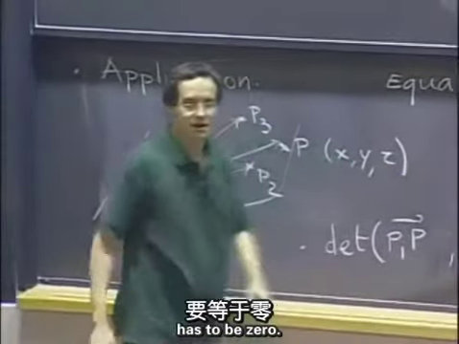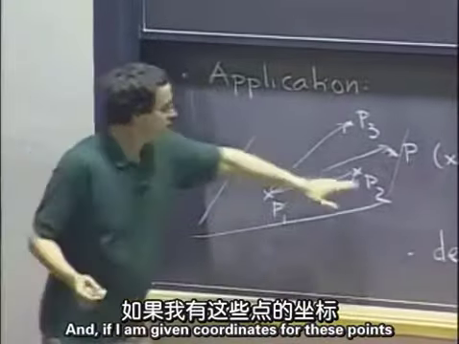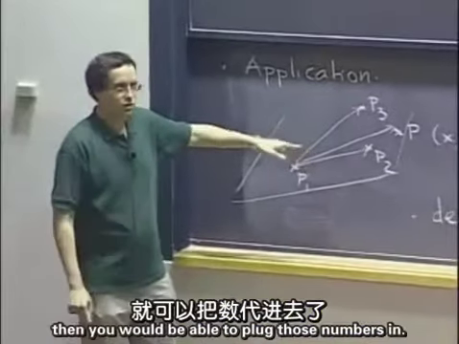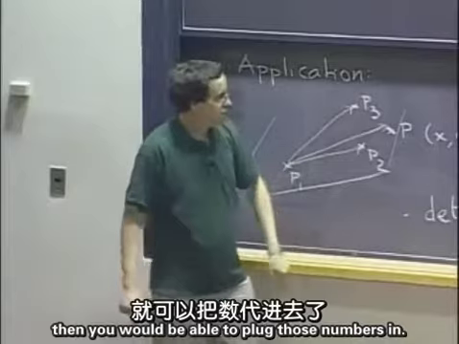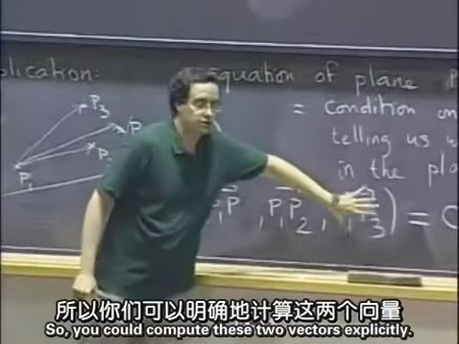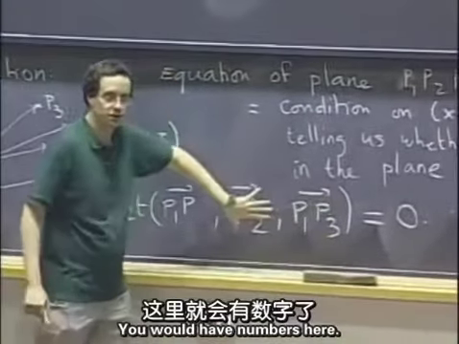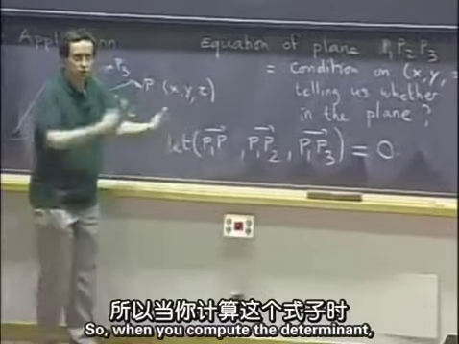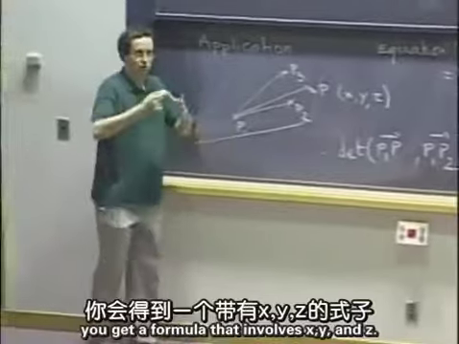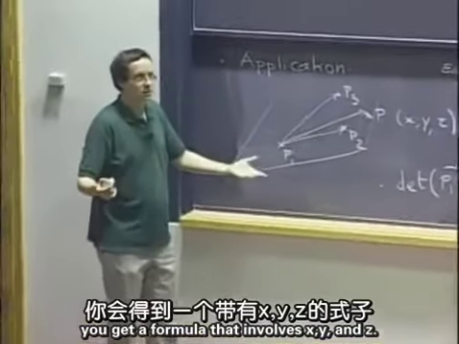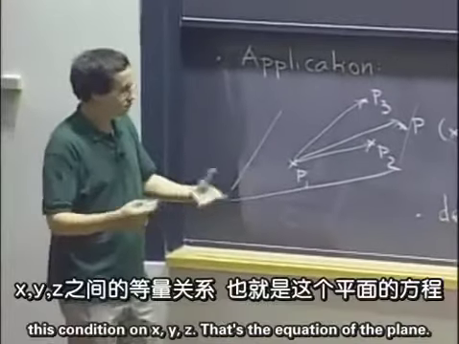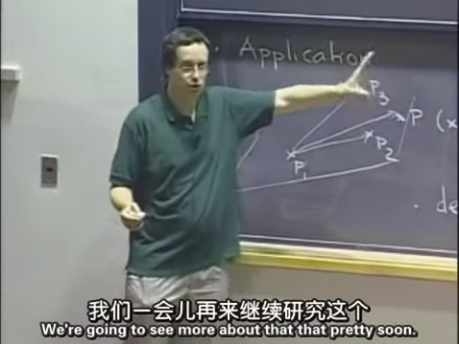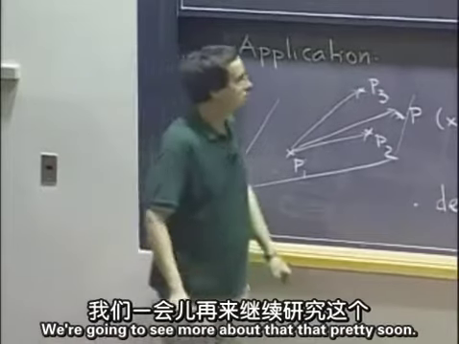be 0. And if I'm given coordinates for these points, I mean, I'm not giving you numbers, but if I gave you numbers, then you would be able to plug these numbers in, so you could compute these 2 vectors explicitly. You would have numbers here. But here, of course, this would depend on x, y, and z. So when you compute the determinant, you get a formula that involves x, y, and z, and you will find that this condition on x, y, z, that's the equation of a plane. Okay, so we're going to see more about that pretty soon.